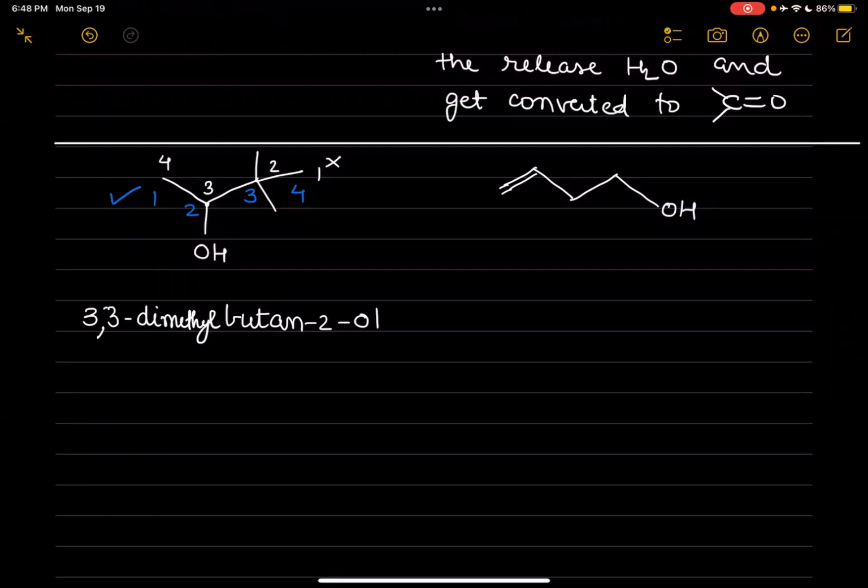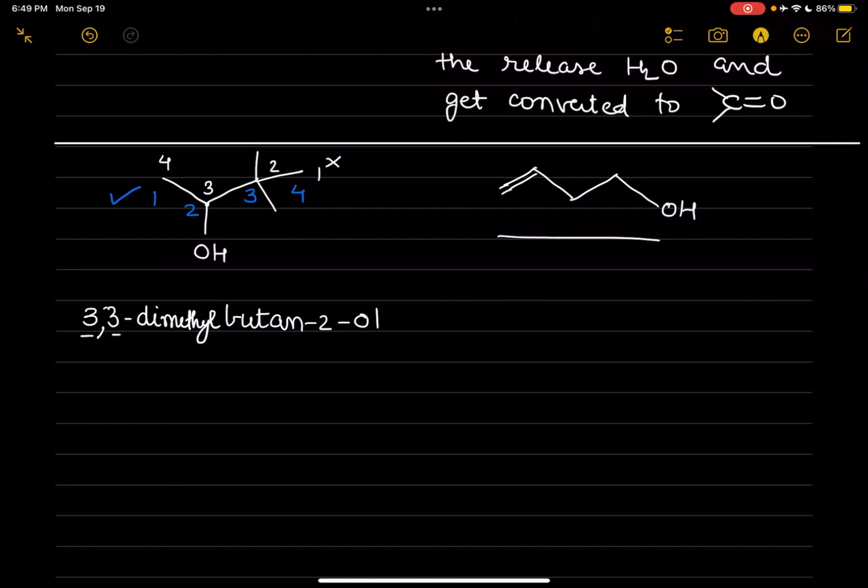For every side chain, you need to write the number. But if the groups are same, you will not write them as methyl and methyl. You will use numerical prefixes di, tri, tetra to indicate their numbers. Okay.